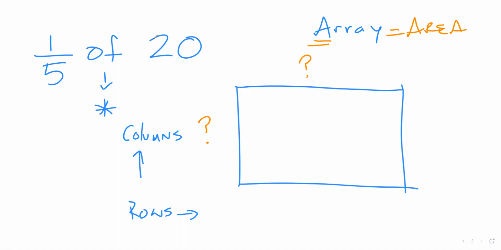Well, one thing I already know is that according to my denominator, we're talking about groups of 5. We're talking about groups of 5. So that actually means that one side of my array, my rows or my columns, can be 5. It doesn't matter which one, because remember that commutative property of multiplication, it doesn't matter the order. So let's just make our rows 5.